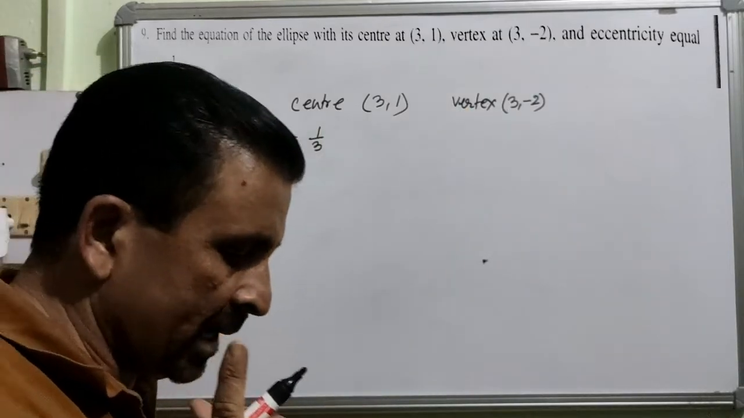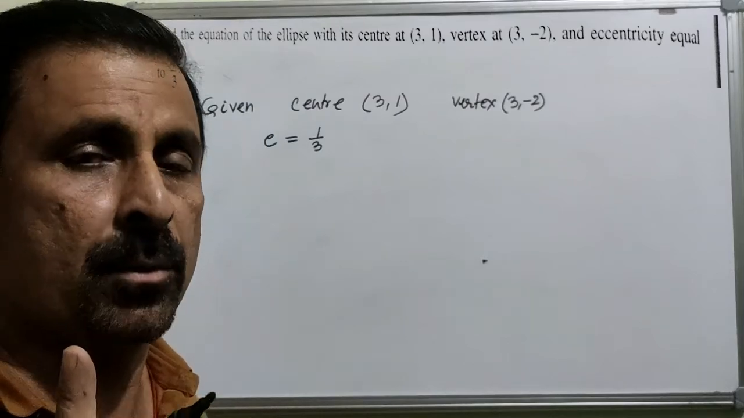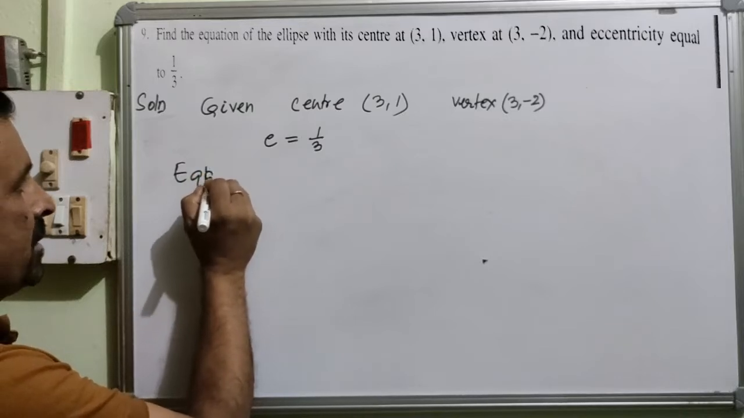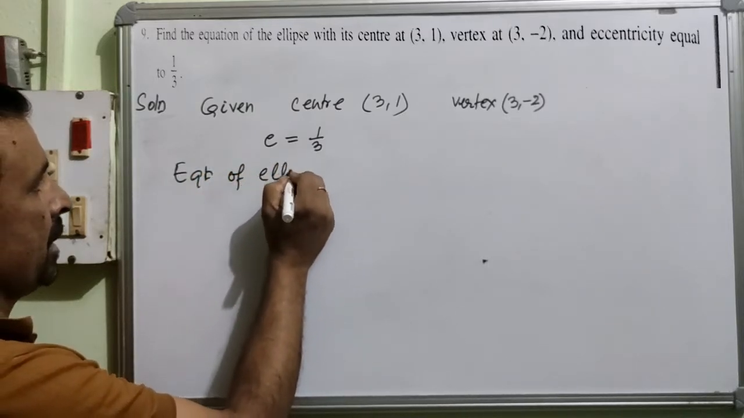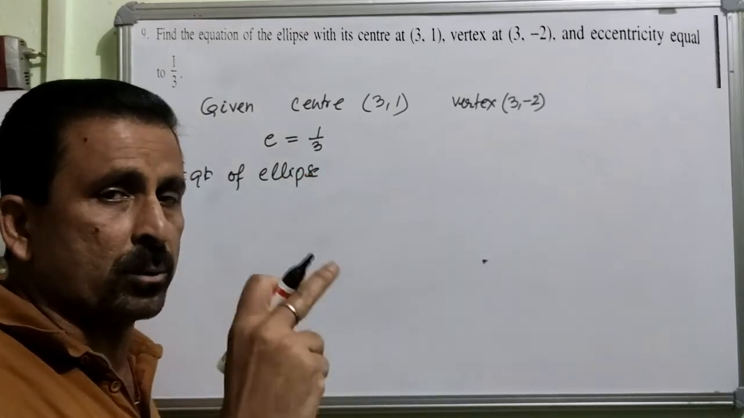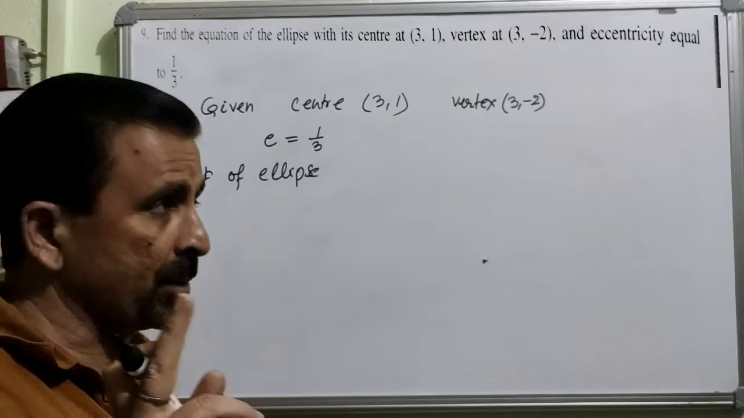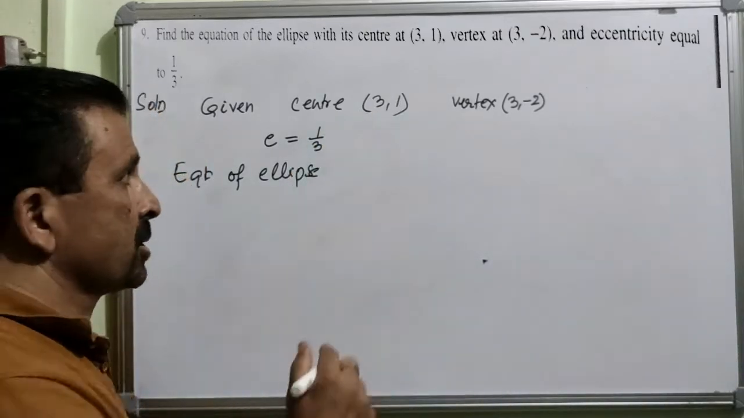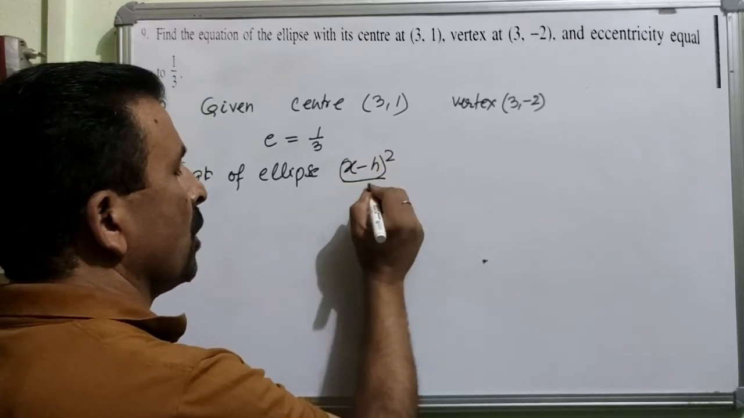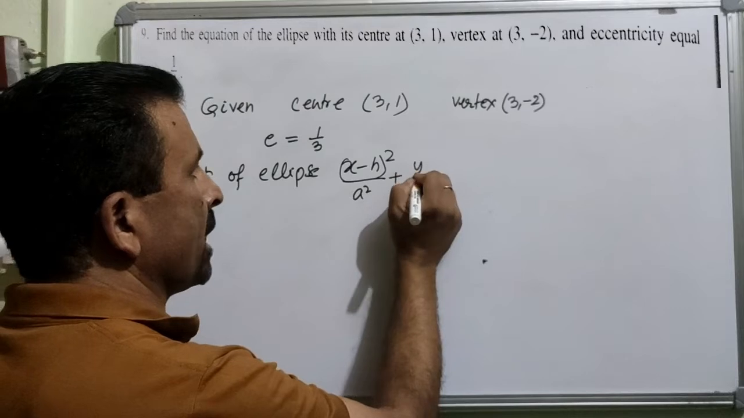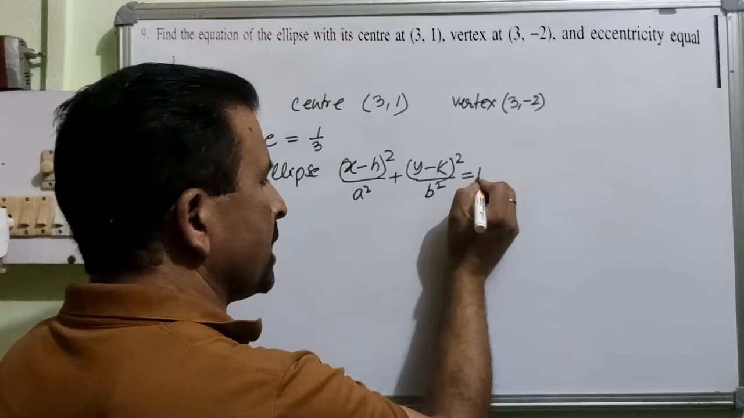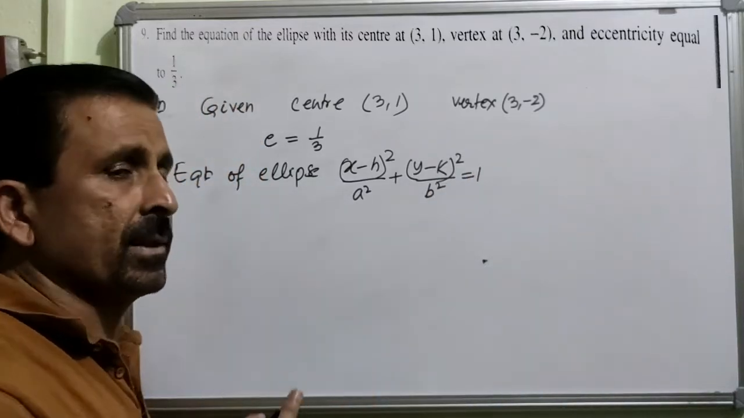We have the center, we have the vertex, and the question is to find the equation of the ellipse. For this question, we are not going to use the formula x square over a square plus y square over b square is equal to 1, because the center is not at the origin. In that case, the equation will be (x - h) whole square over a square plus (y - k) whole square over b square is equal to 1. This is the equation we are going to use to write down the equation of the ellipse, right?